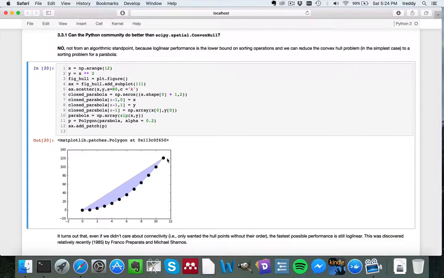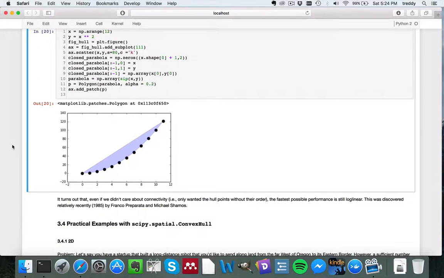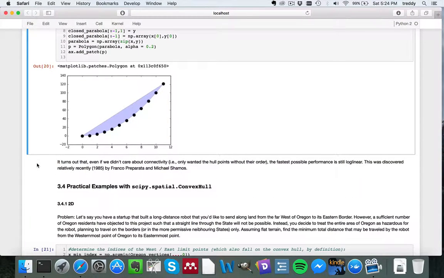But that means that the sorting operation is effectively a bound, we can't go faster than that because this is fundamentally being reduced to a sorting operation. And it turns out that even if we didn't care about the order and we only wanted to identify the points, we still couldn't go faster than log linear. So sorting can't be done more quickly than log linear in the worst case scenario. So that's how we basically intuitively argue that the theoretical limit for the convex hull algorithm is log linear.